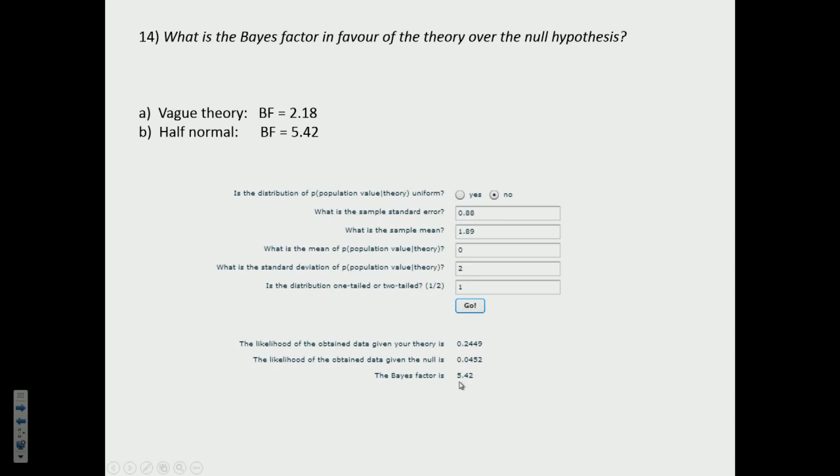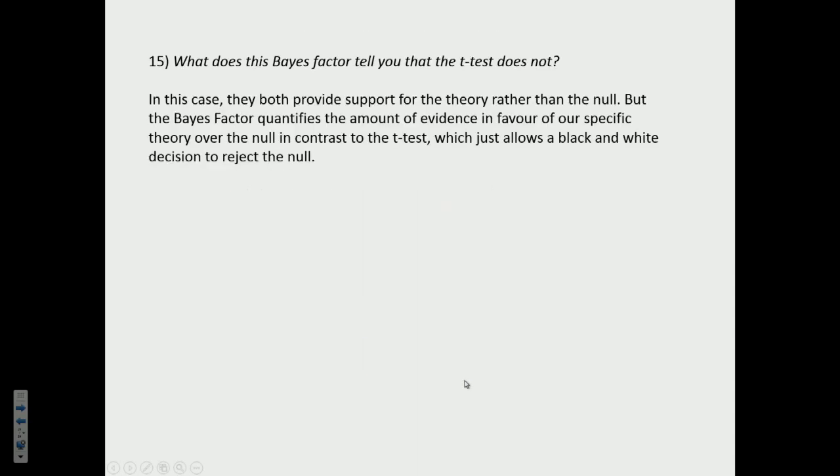Final question, and we're home and dry. What does this Bayes factor tell you the t-test does not? Well, that's sort of going to depend on what you get in the paper. I've put something here, fairly general. Of course, you can't copy this, just to be clear. You can't just put this as your answer or paraphrase it closely. So now that I've said it, you're going to have to think of a different way of putting it or something else to say.